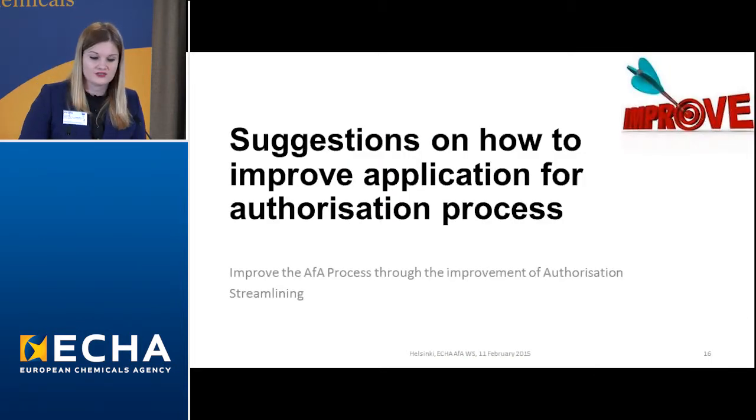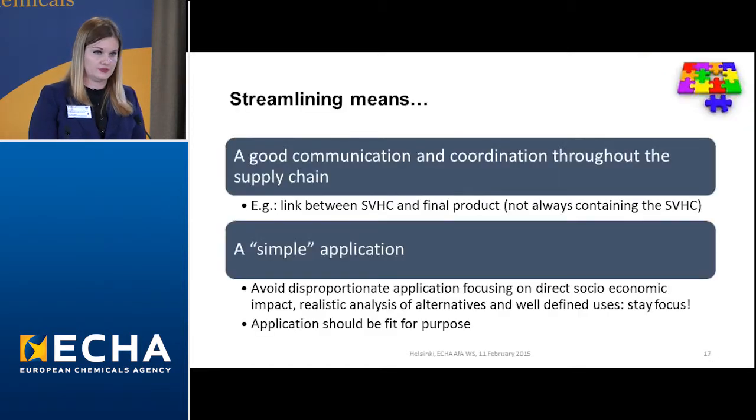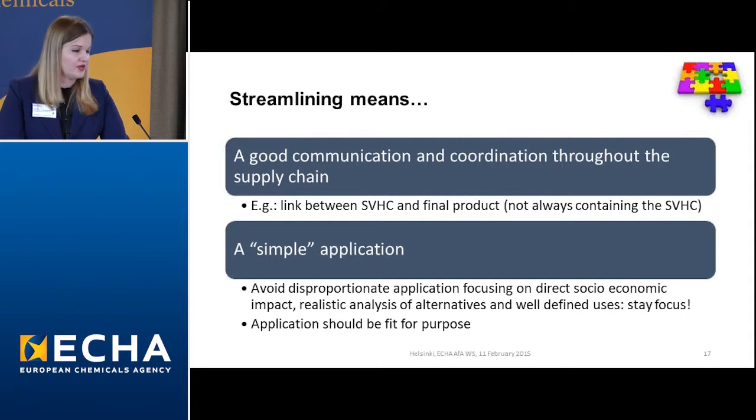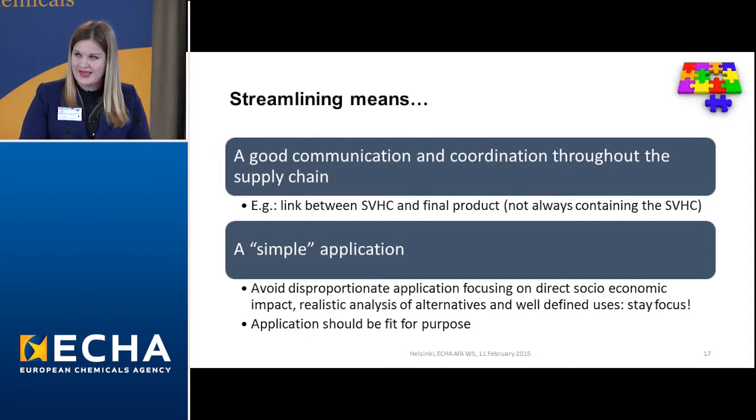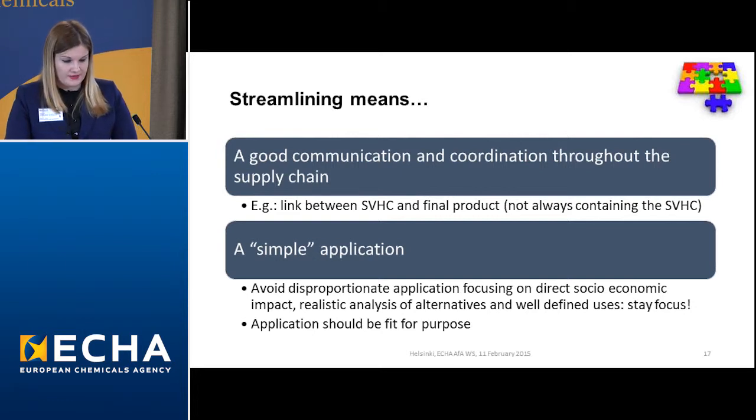So suggestions on how we can actually improve the application for authorization process. So first of all, good communication is key. We all know this. The more complicated your supply chain is, the more important it is. You have to establish those very good relationships with your downstream users, whether they're your downstream users or suppliers. It really depends on where you are in the supply chain. Yes, and there should be a link between the substance of very high concern and the final product at the end of the day. A simple application, avoid disproportionate application, focusing on direct socioeconomic impact, realistic analysis of alternatives and well-defined uses, stay focused, and the application must obviously be fit for purpose.